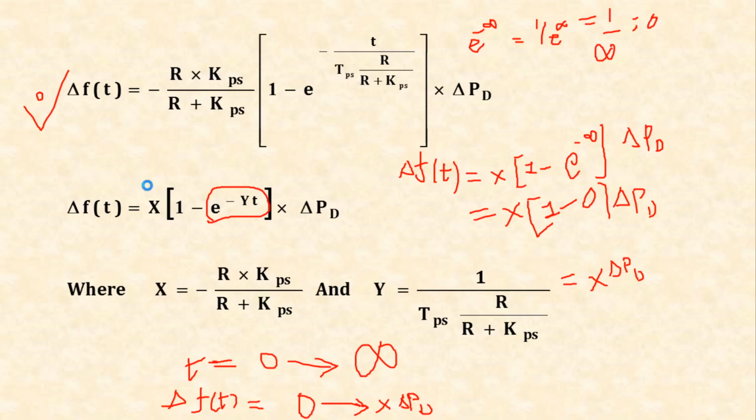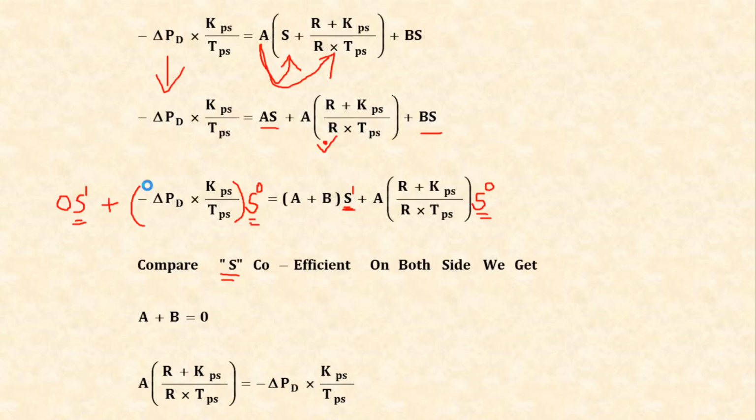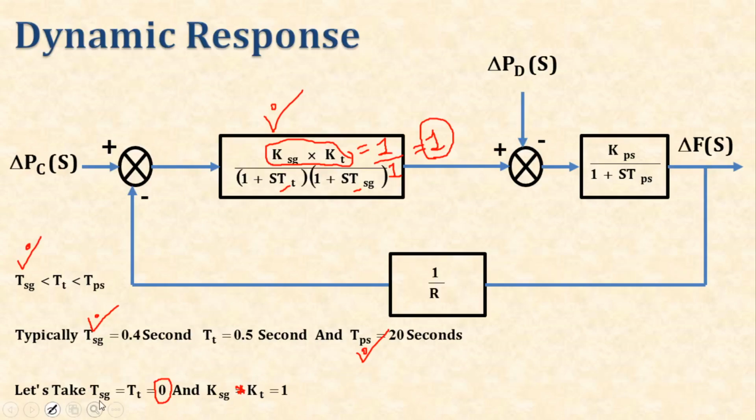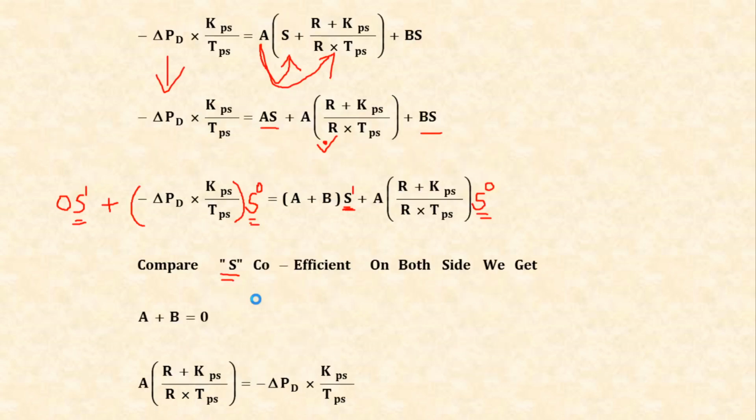Why first order approximation? Because over here we have put the value of Tsg and Tt equal to 0. Clear? So this s term will be cancelled out, and we will get only the first order graph. Now, if we do not put Tsg and Tt equal to 0, then we will get the exact response, and that exact response will look like this.